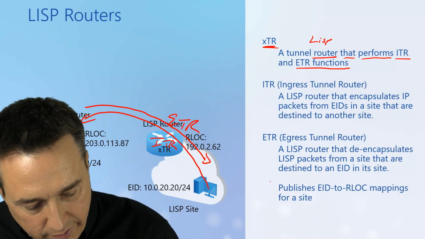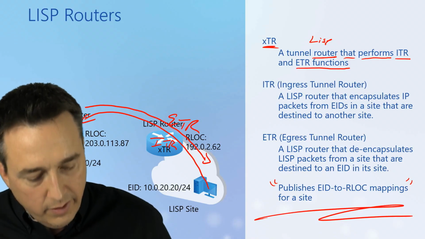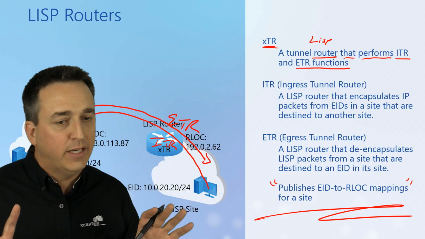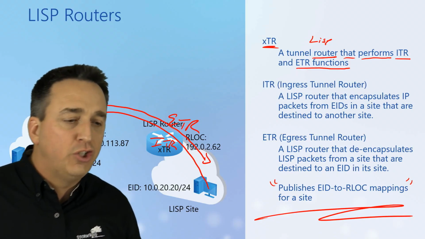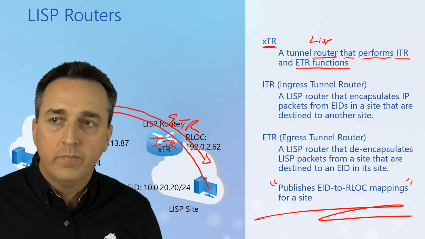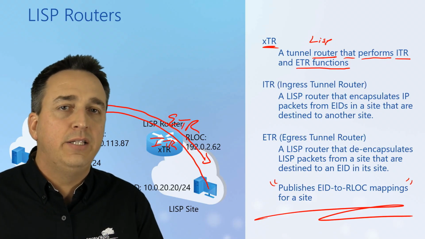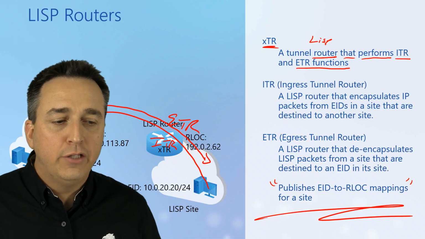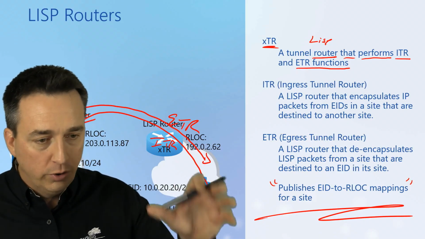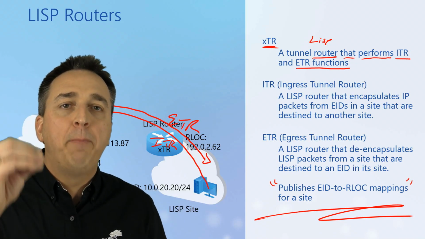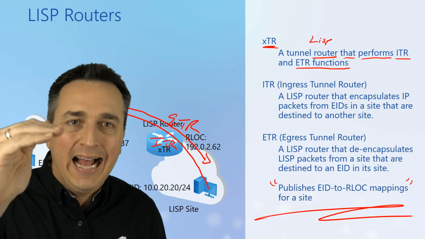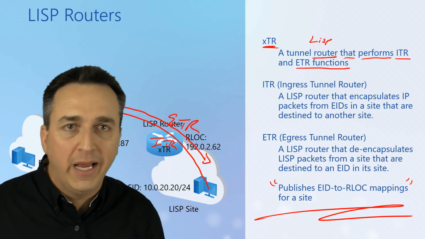Also, I want you to notice this. This is critical. The ETR, not the ITR, the ETR, I might test you on this, publishes EID to RLOC mappings for a site. So the functionality of the ETR is to also do what? It's to learn who's connected to the router locally and then update the centralized server that has the database of information.